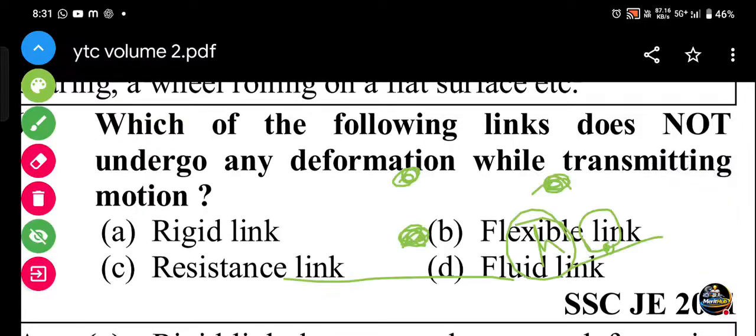Next question, friends. Which of the following links does not undergo any deformation while transmitting motion? Rigid link, flexible link, resistance link, fluid link. A, rigid link, is the answer.